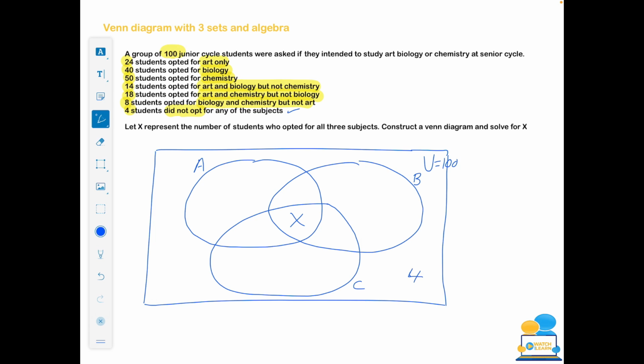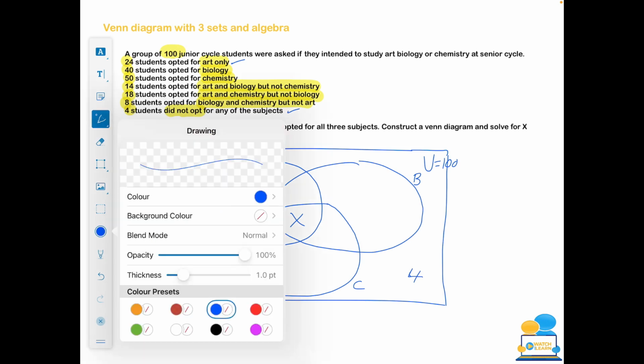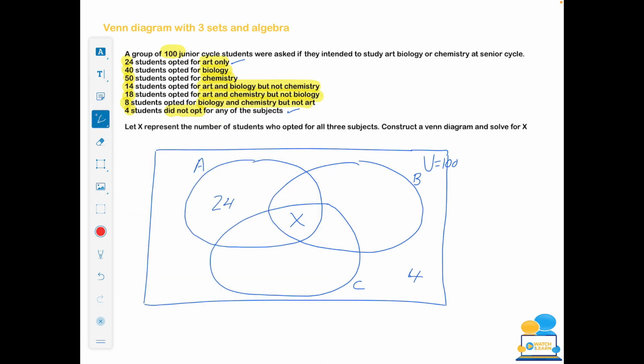Okay, now, where would we go next? So 24 students opted for art only. Okay, so they're going to go out here in this section, because they only did art. 40 students opted for biology. Now, they opted for biology, they could have also opted for art or chemistry. So we're going to put a 40 out here just beside the biology to know later on that this whole circle here needs to add up to 40. Okay, so I've used this piece of information, and also same thing down here, the 50 people opted for chemistry. Now, I don't know what number is going to go here or here yet. We'll come back to that in a second.